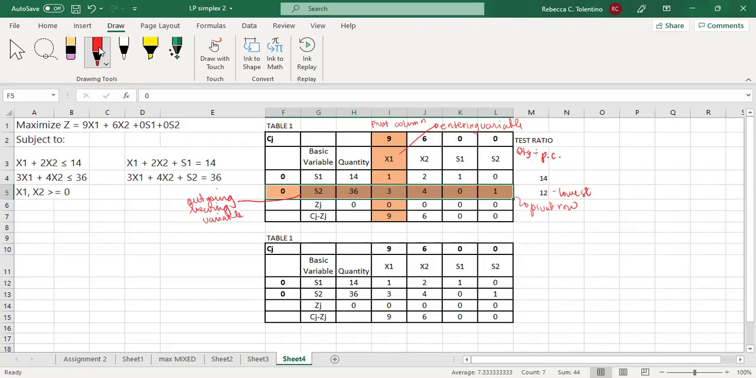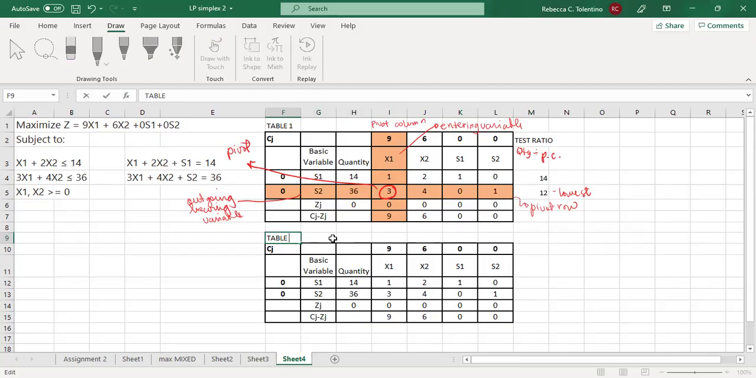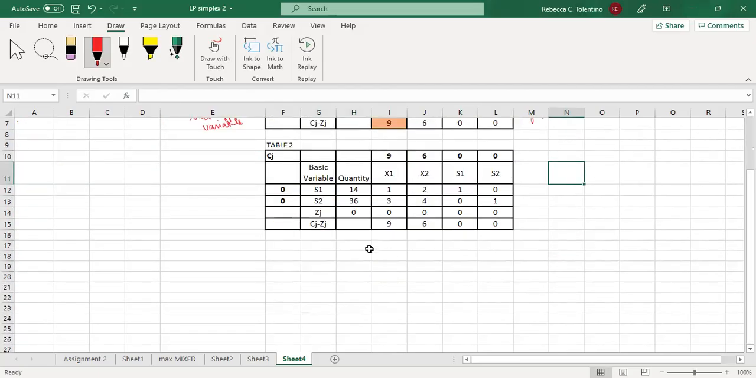Okay, so by the way, the intersection is our pivot. So that completes our table 1. Okay, the next step would be to set up the next table. So we will set up table 2. In table 2, the first row that we'll create is the row allotted for the replacing row.